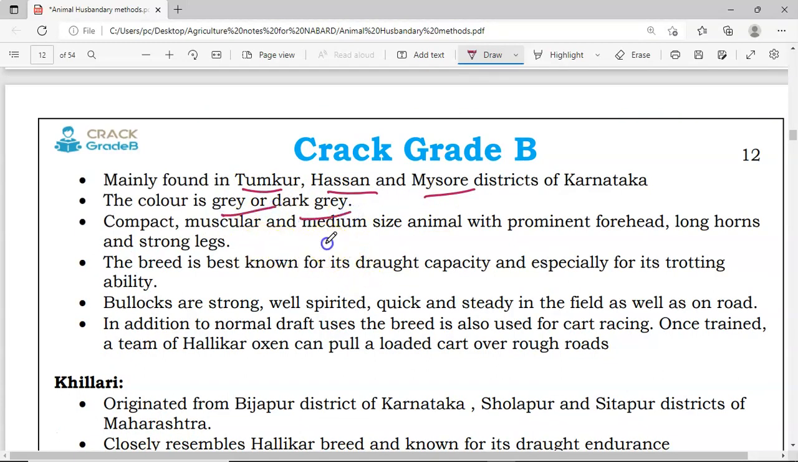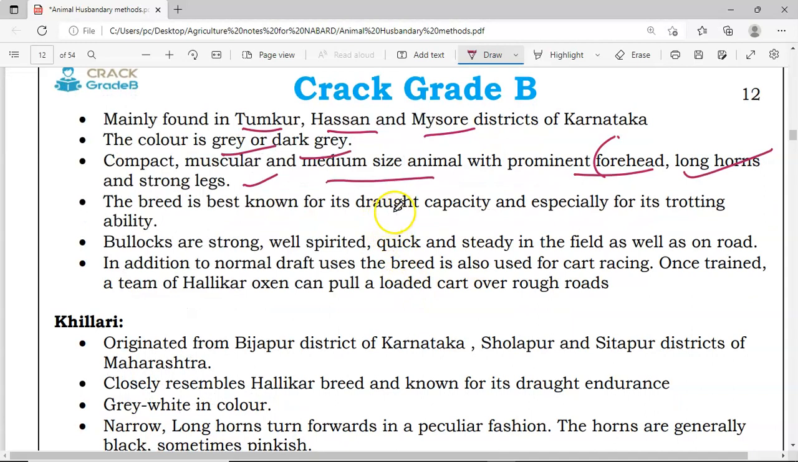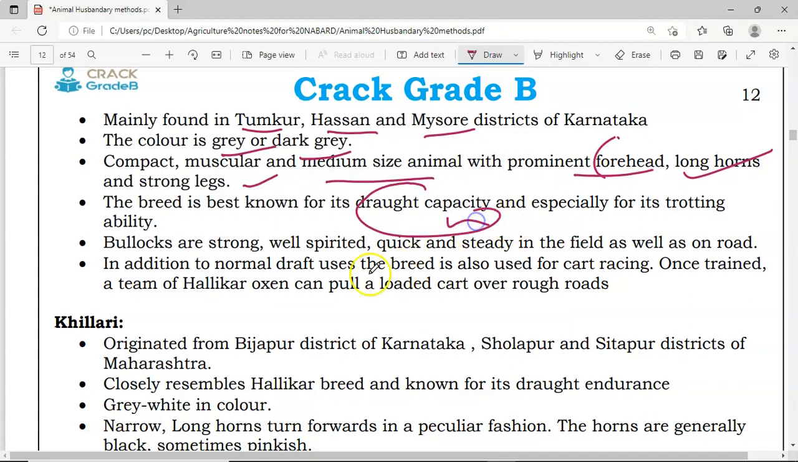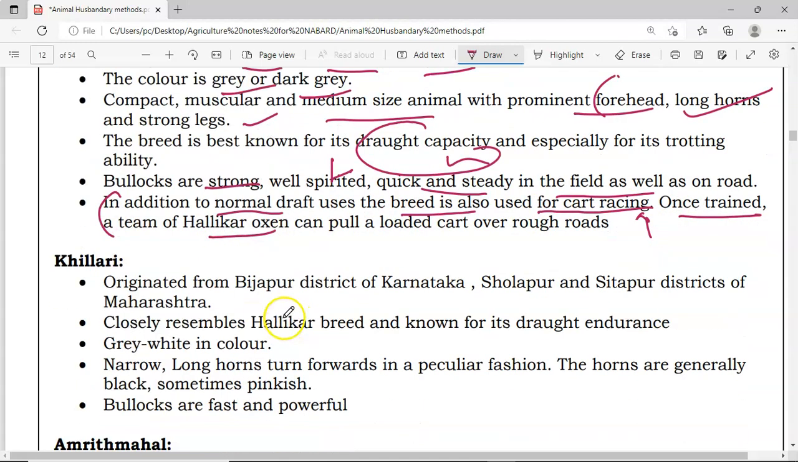It is a compact, muscular and medium sized animal with a prominent forehead, long horns and strong legs. It is best known for its draught capacity. Bullocks are strong, so they can sprint, quick and steady in the field. So because of this quality, the normal draught use of the breed is also extended to cart racing. Once trained, a team of Hallikar oxen can pull a loaded cart over rough roads.